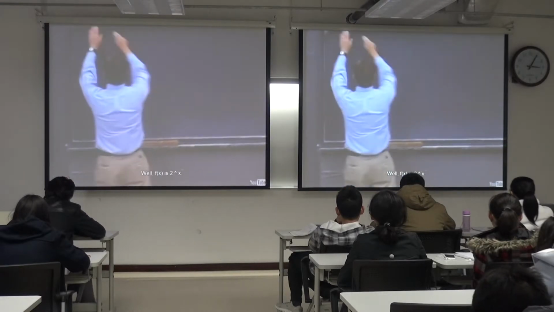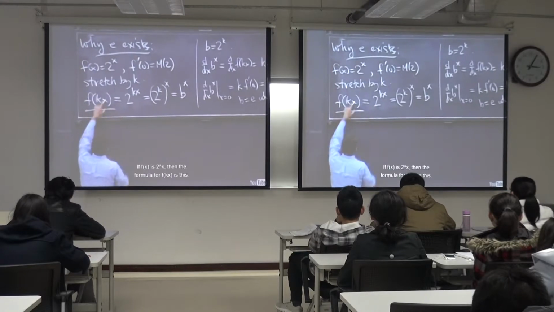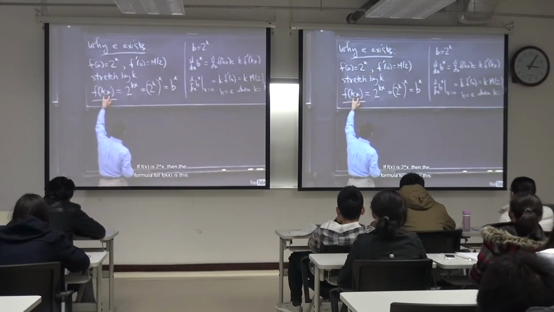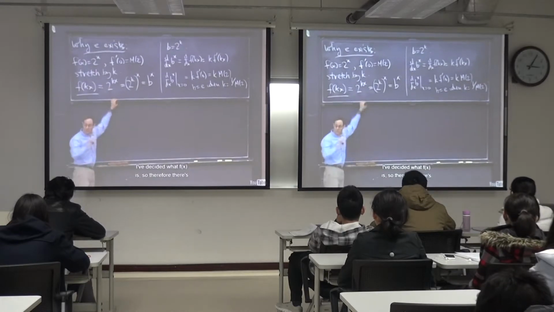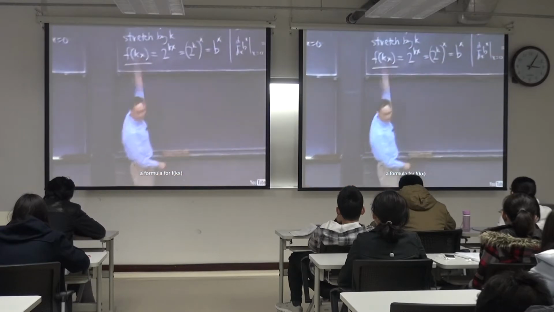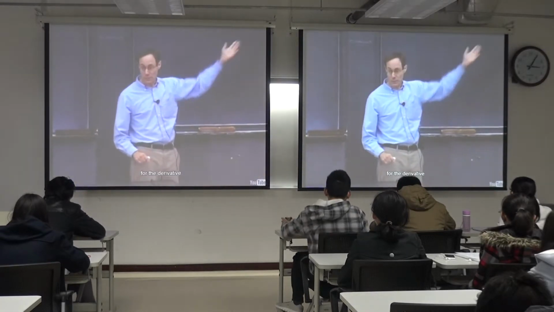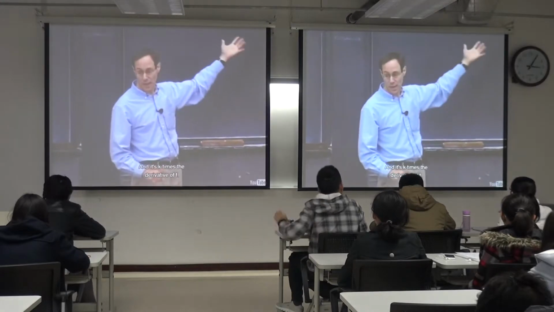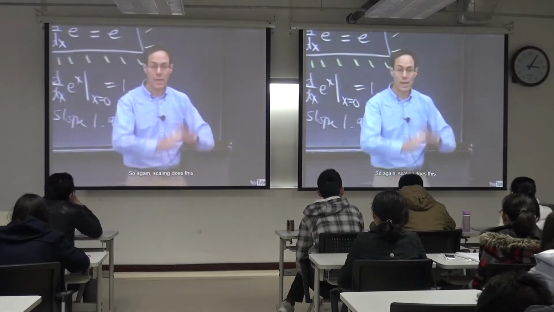How do I know? Well, f of x is 2 to the x. If f of x is 2 to the x, then the formula for f of kx is this. I've decided what f of x is. So therefore, there's a formula for f of kx. And furthermore, by the chain rule, there's a formula for the derivative. And it's k times the derivative of that. So again, scaling down this.